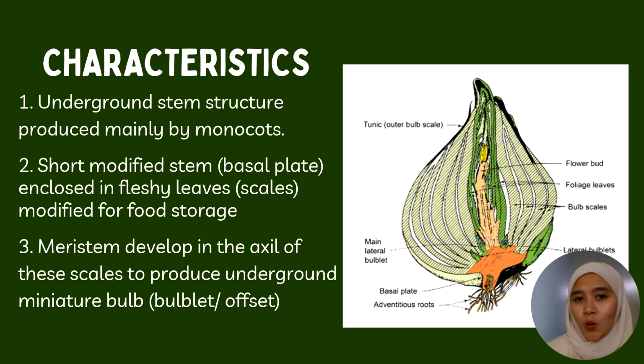Alright, now let's talk about the characteristics of the bulbs. Bulbs are underground stems found mainly in monocots. They consist of a short modified stem called a basal plate covered in fleshy scales for food storage. Meristems develop in the axil of the scales to produce an underground miniature bulb that is called a bulblet or offset.